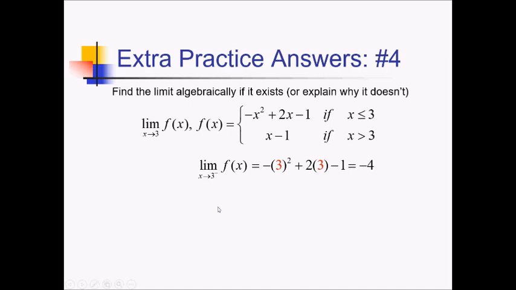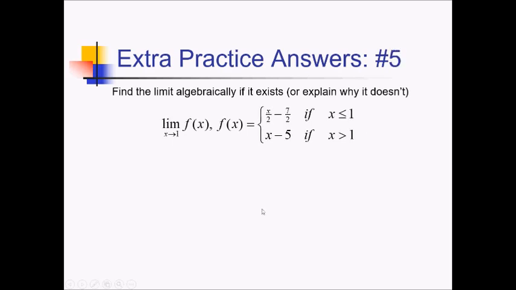And now to find the right-sided limit at 3, we're going to use this greater than 3 rule. So that's going to be 3 minus 1, which comes out to 2. Since these limits are not the same thing, since the left and the right don't agree, that means our two-sided limit does not exist.